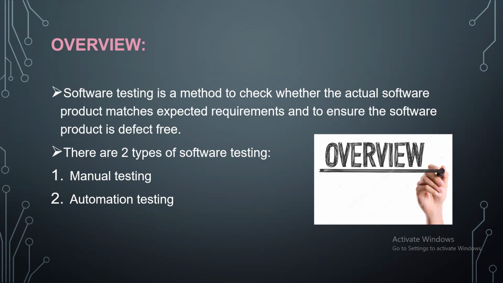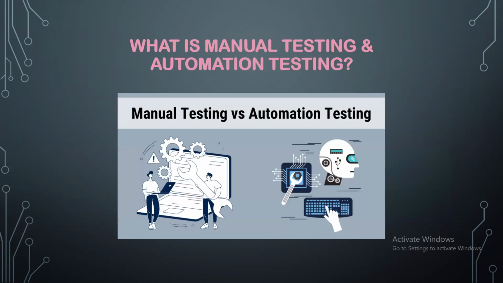Now there are two types of software testing that we do. One is manual testing and another one is automation testing. Our main goal is to identify the errors, gaps, and missing requirements in contrast to actual requirements. We need to keep in mind this main purpose. So what is manual testing and what is automation testing?